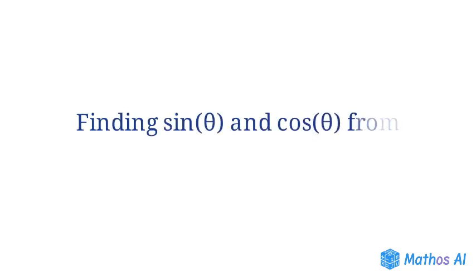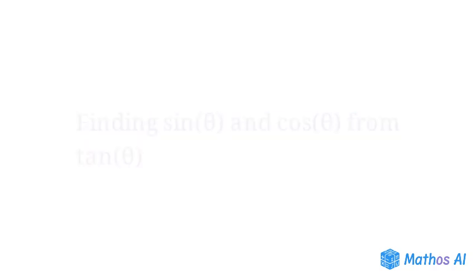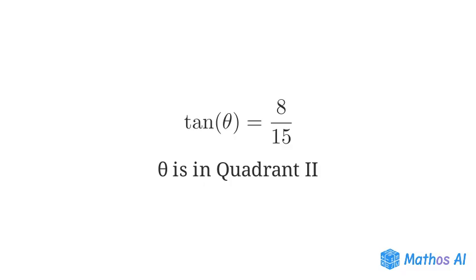Ever wondered how to find sine and cosine when you only know the tangent value in the quadrant? Today, we're diving into a classic trigonometry problem, finding sine and cosine given that tangent of theta is 8/15 and theta is in the second quadrant.